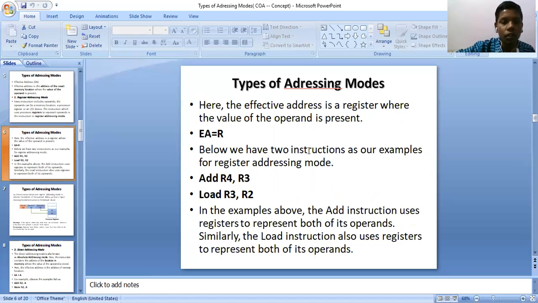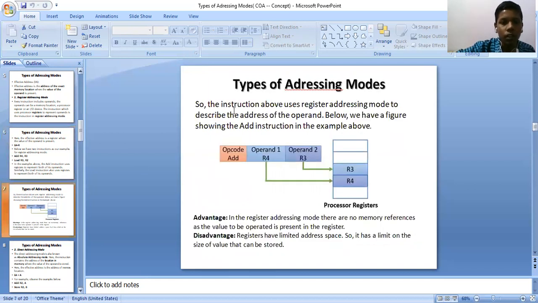Below, we have two instructions as our examples for register addressing mode: Add R4, R3 and Load R3, R2. In the examples above, the add instruction uses registers to represent both of its operands. Similarly, the load instruction also uses registers to represent both of its operands. So the instructions above use register addressing mode to describe the address of the operand.